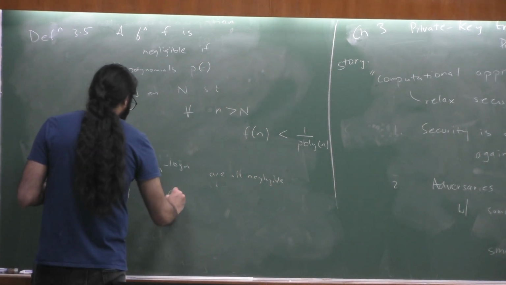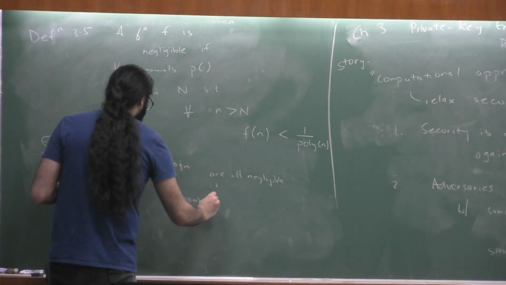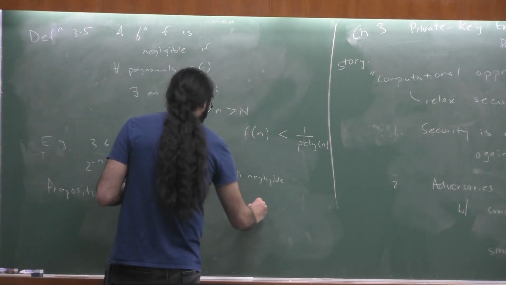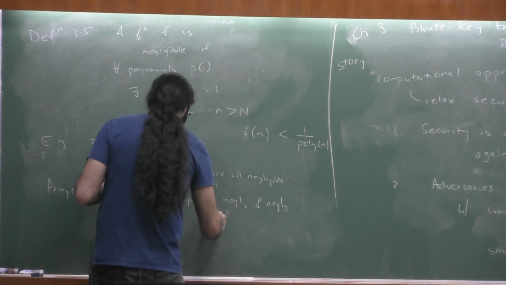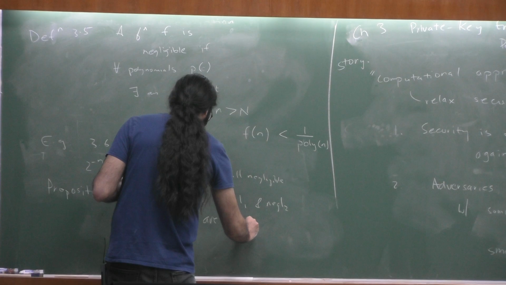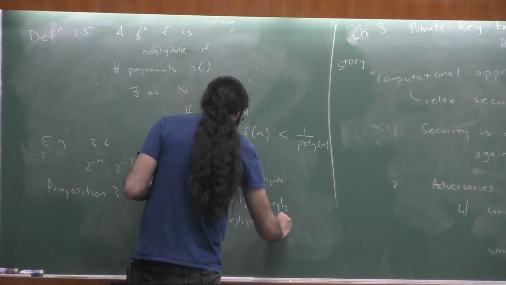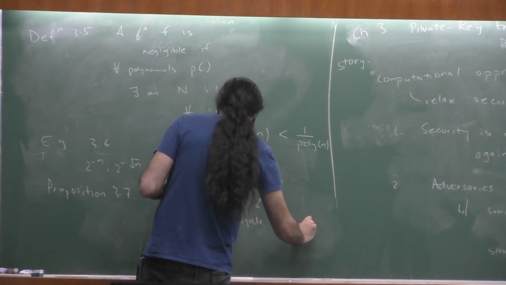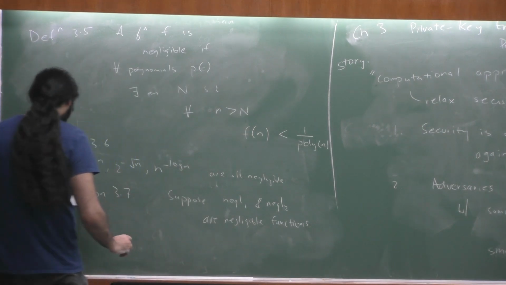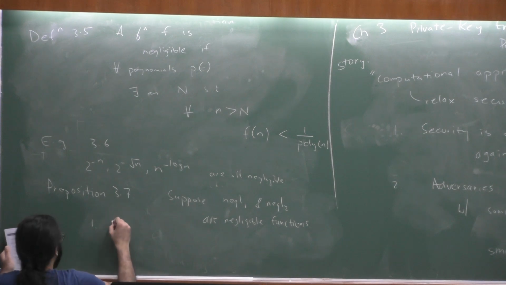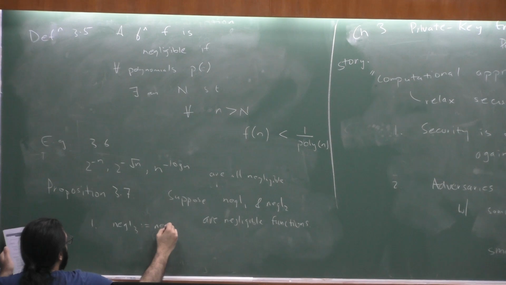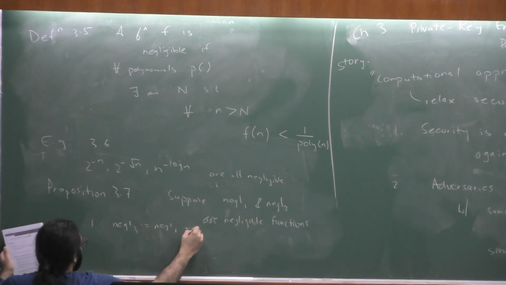So suppose negl 1 and negl 2 are negligible functions. Okay, then we have the following. So then negl 3, defined as negl 1 plus negl 2, is also negligible.